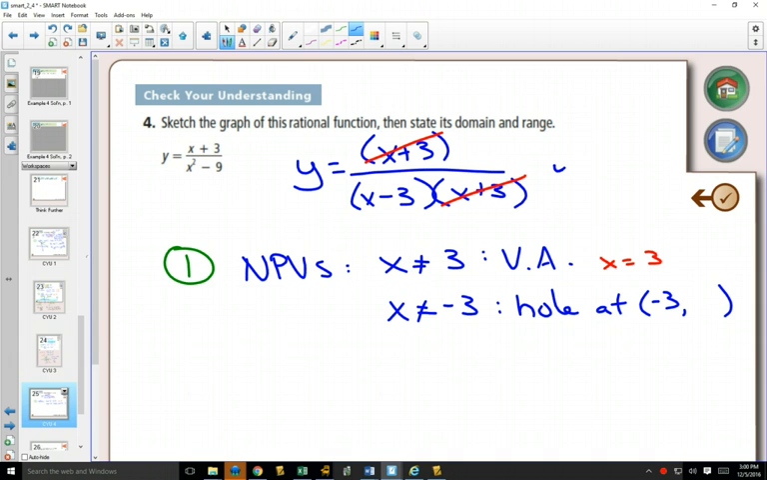Now once those things cancel, what equation are we going to be left with? Yeah, that x minus 3 is still on the bottom of our fraction. It has to stay there. So we get 1 over x minus 3. And now we can figure out the coordinates of our hole by plugging in negative 3 into that for x. We'll get 1 over negative 6.